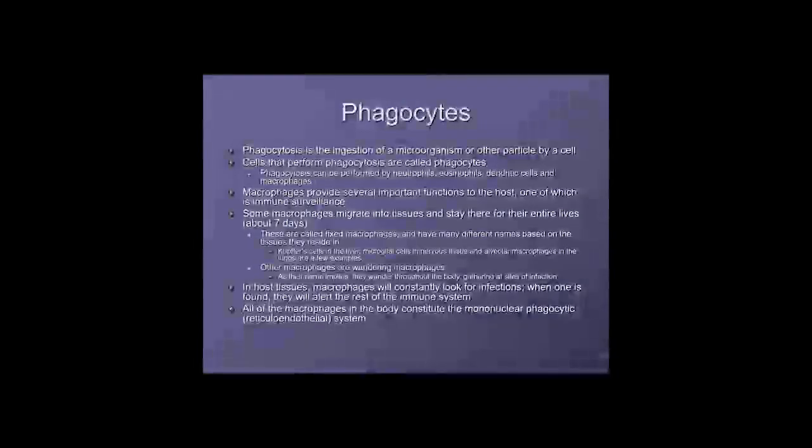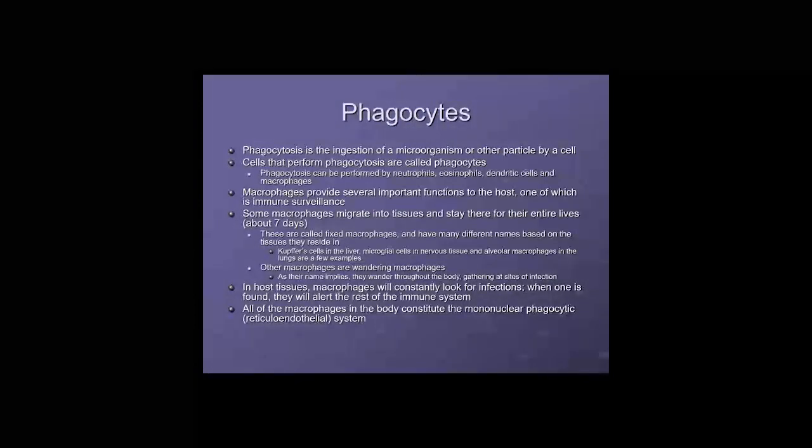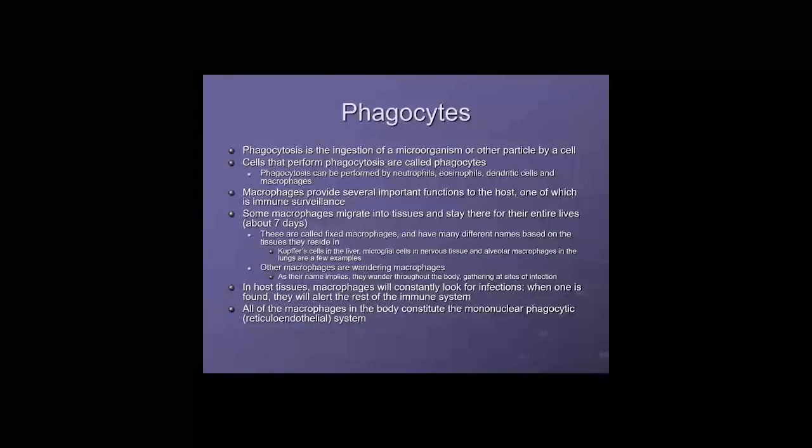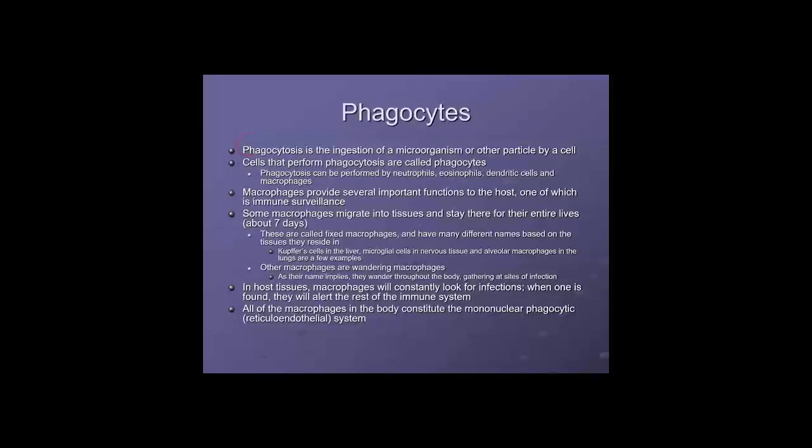So, the first thing we're going to talk about is phagocytes. Now, phagocytes do a very important process called phagocytosis. Phagocytosis is where you have a cell that's going to ingest something. We oftentimes think of it as a foreign microbe, but it can be a piece of cellular debris, or in some cases, even eukaryotic cells like red blood cells.